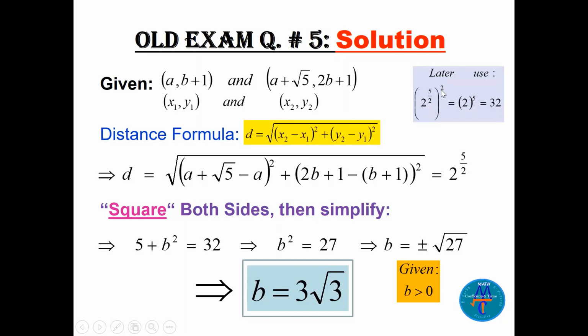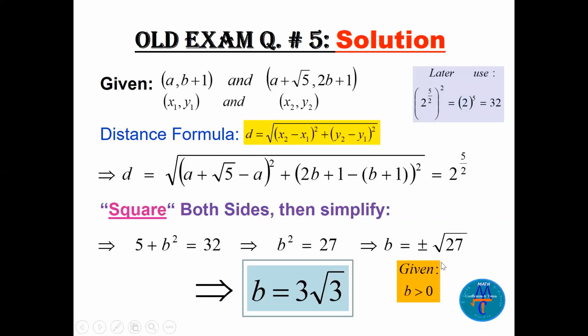When you square it, you have two powers there, m and n, as we have seen in exponent rules. Multiply them. So it will be 2 to the power 5, which is only 32. So I write here 32 after squaring. And here when you square, the square root will disappear. You have 5 plus b squared. So b squared will be 27. Take the square root of both sides, plus or minus square root of 27.